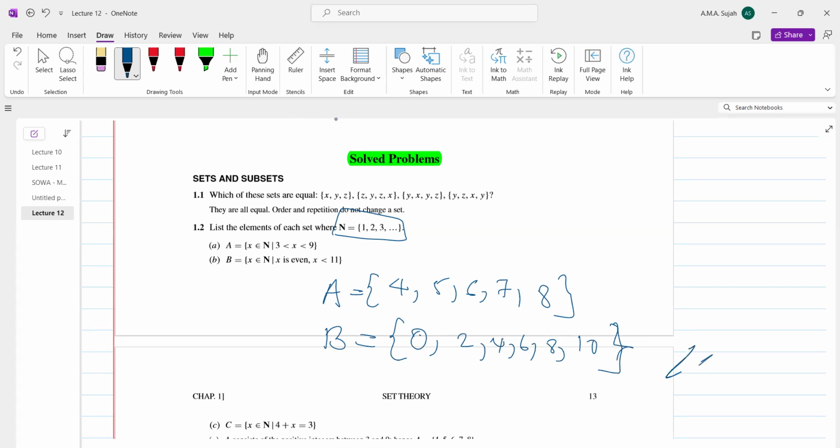It's wrong. Why? Already they mentioned that the set n is positive integers. So 0 is not a positive integer. Definitely you will start the numbers from 1, but 1 is not an even number. So you are starting from 2. So this is the correct set.